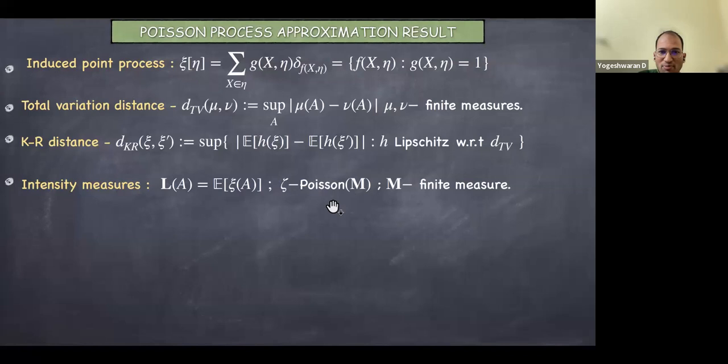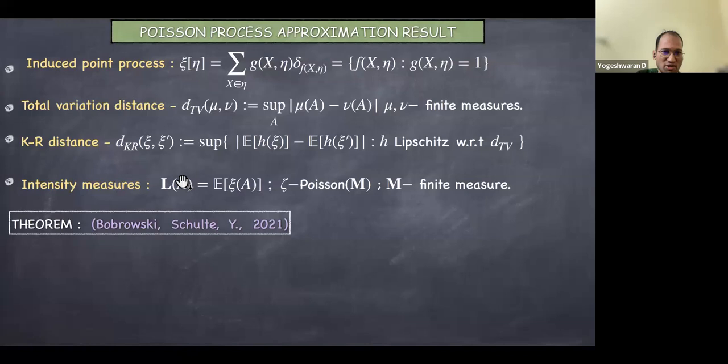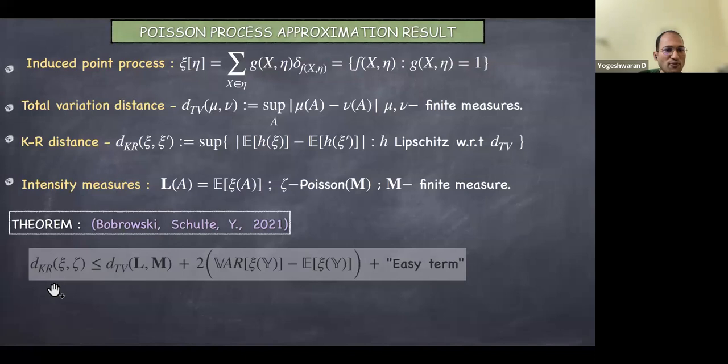Now comes our result. The result says that in Kantorovich-Rubinstein distance, the bound between the point process Xi and a Poisson point process is upper bounded by the total variation distance between L and M. L and M are deterministic measures. You can compute this, it's not too hard.